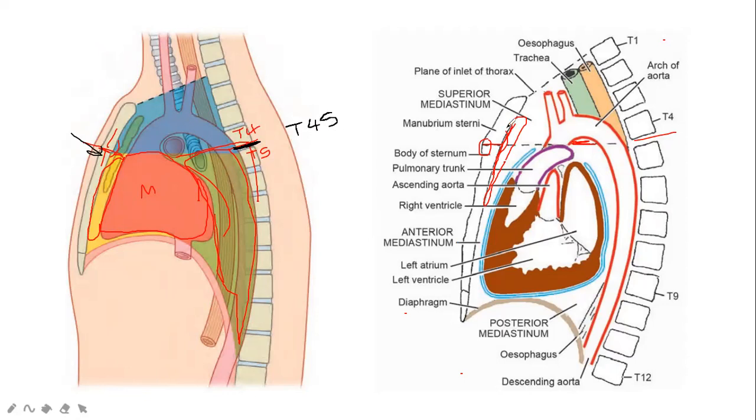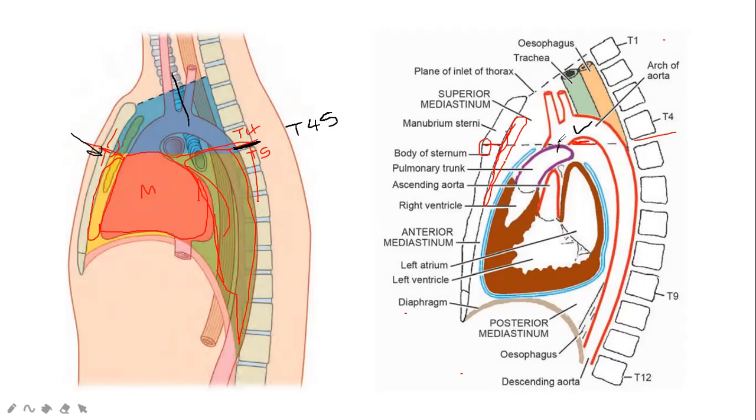Before I jump to the next one, we say that the trachea will bifurcate at the carina. So 1, 2, 3, 4, 5, exactly. Between 4 and 5 we draw a line. We have the arch of the aorta only within the superior mediastinum.